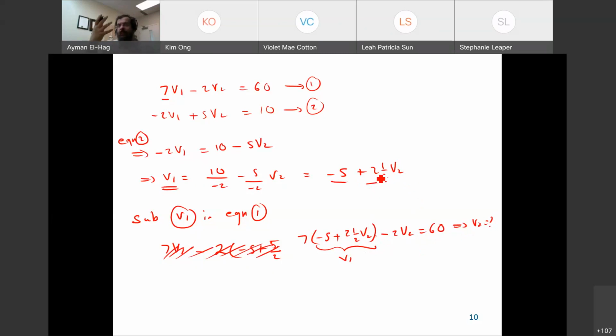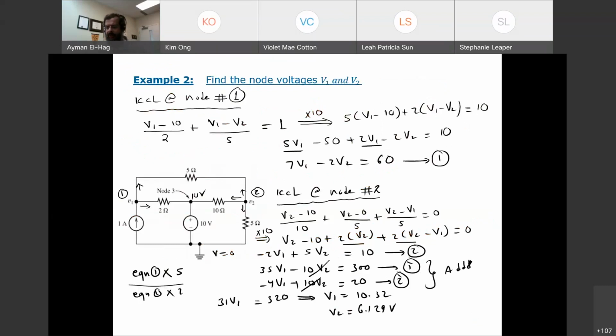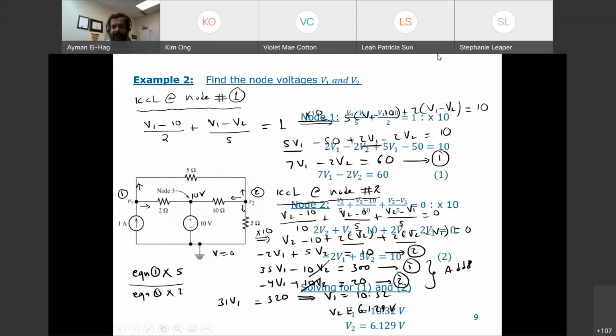So either you work on the two equations at the same time, or you can solve for one variable and then find the other with respect to it. Okay, here is the solution. So if you have any question here.